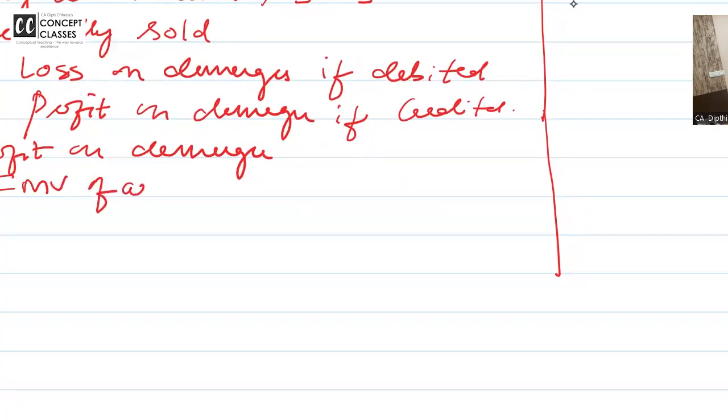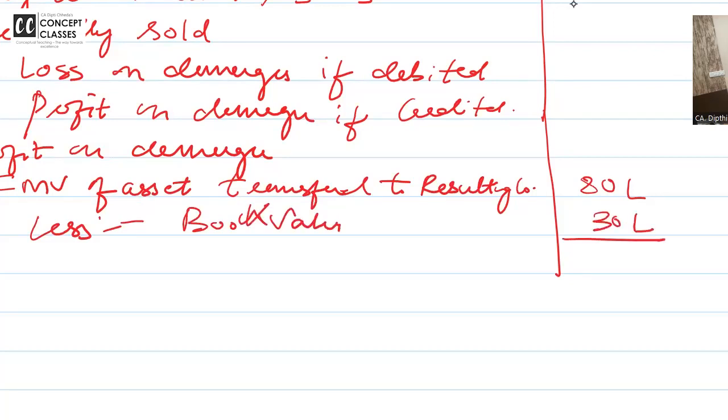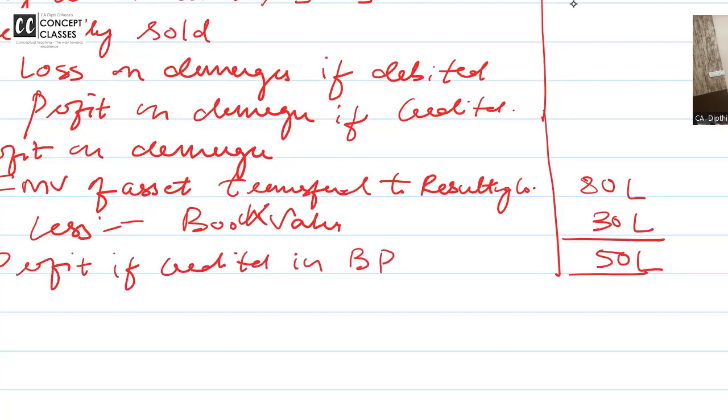Fair market value of asset transferred to resulting company. Are you all with me? Fair market value of the asset which is transferred to the resulting company is 80 lakhs. Less the book value, say 30 lakhs. What comes to 50 lakhs? Profit. If credited in book profit, then less. I hope with this now it is clear.